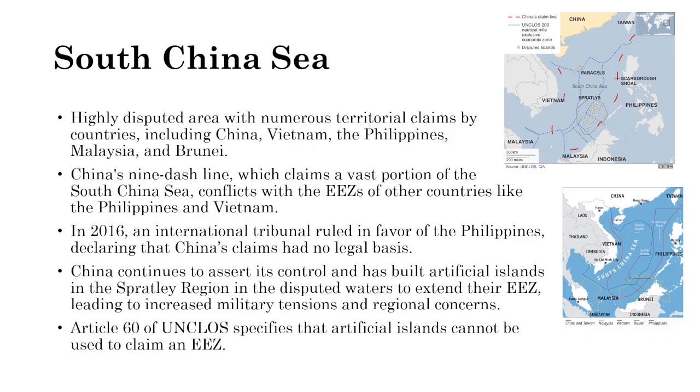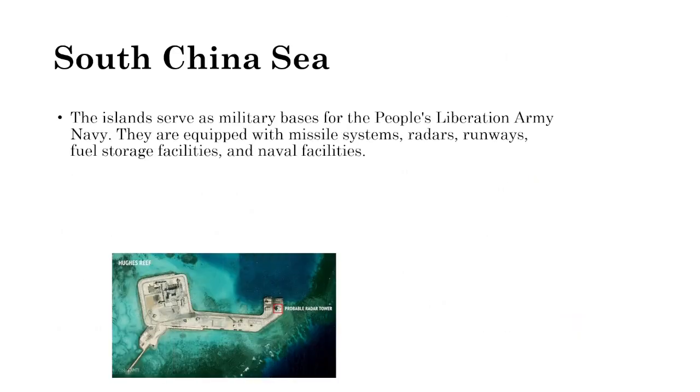Now, Article 60 of UNCLOS, you don't have to memorize that, specifies that artificial islands cannot be used to claim an EEZ. So what they're saying is China really can't do this at all. It violates UNCLOS. These islands serve as military bases for China, and particularly the Chinese Navy, and they're equipped with missile systems, radars, runways, fuel storage facilities, and naval facilities.